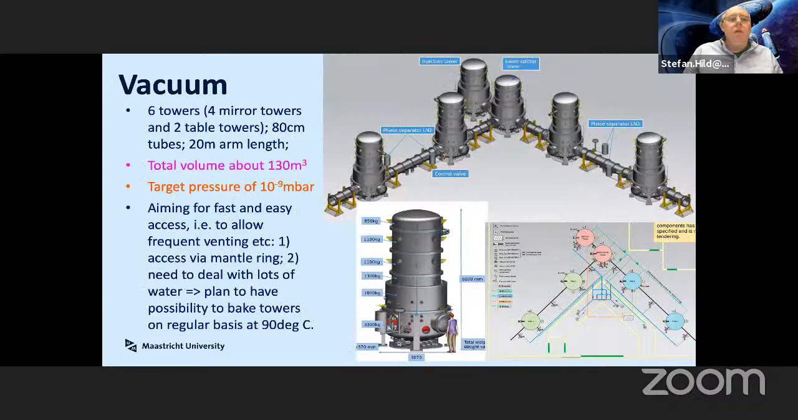The vacuum system we have seen consists of six towers, 2.8 meters diameter, a bit more than 6 meters tall, in total 130 cubic meters. And we aim for the total pressure to be 10 to the minus 9 millibar, mainly driven by the water, so that we don't get ice layers on the mirrors, which was mentioned a few times. Compared to ET, we think we will have more frequent venting, so we will get more water in. That's why we foresee regular bakeouts at not a high temperature, but something like 70, 80, 90 centigrade before we switch on the cryogenics.